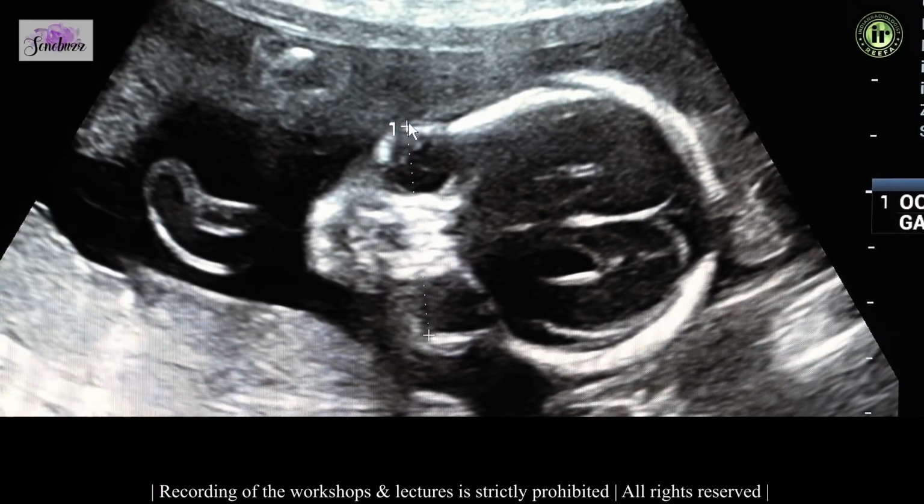And if you really want to scan for the orbital distance, this is the measurement you take, the outer to outer orbital distance. As you can see here, it corresponds to 23 weeks 6 days, and this is a normal position of the orbits.